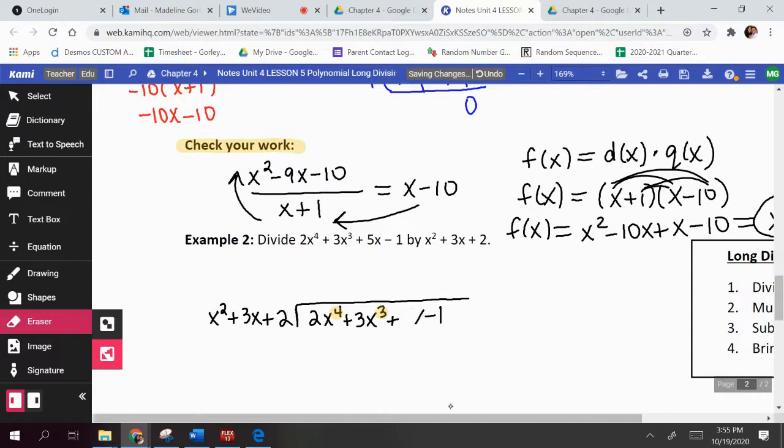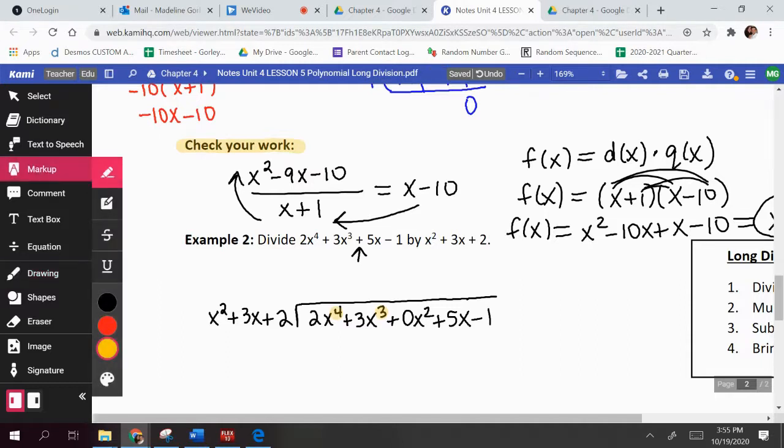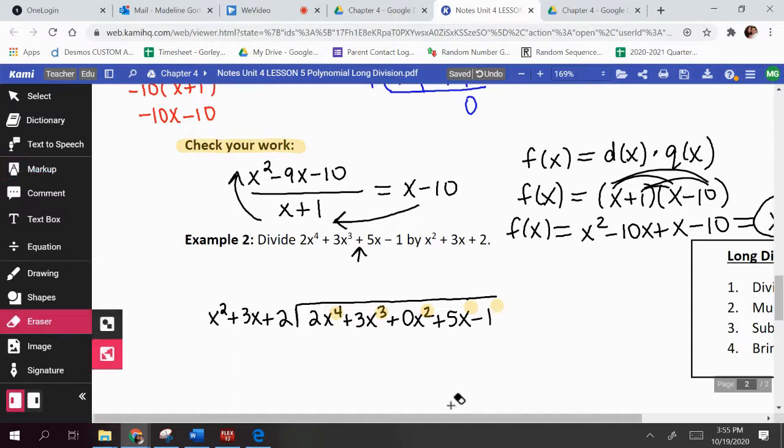So what do I need? I need a placeholder in there for x squared. I'm going to put plus 0x squared. We put a 0 placeholder in here. And then I still have the plus 5x minus 1. You need to make sure that your exponents descend by 1 going from left to right: 4, 3, 2, this is x to the 1st, and then you have your constant. You need your constant always as well. If you're missing anything, put a 0 placeholder in.